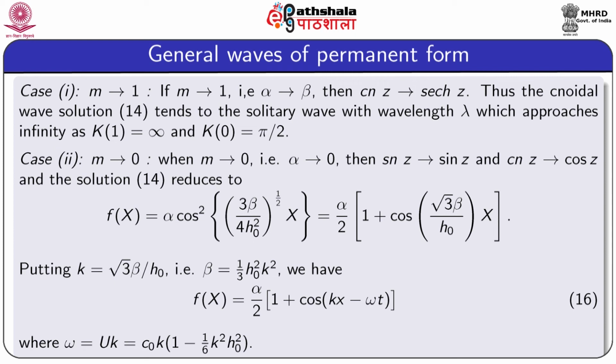So, this is nothing but the solution of the linearized KdV equation, where omega equals E into k, and this is the dispersion relation for the small amplitude wave equation. From this dispersion relation you can find that these first two terms are similar to the first two terms of the dispersion relation in the water wave problem.